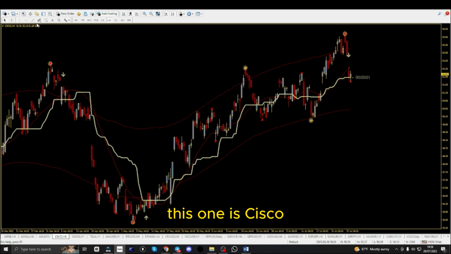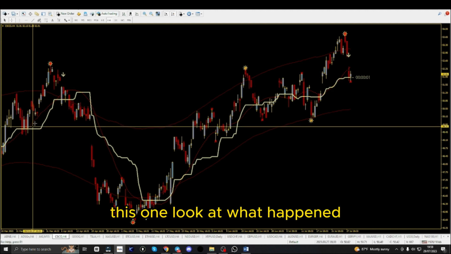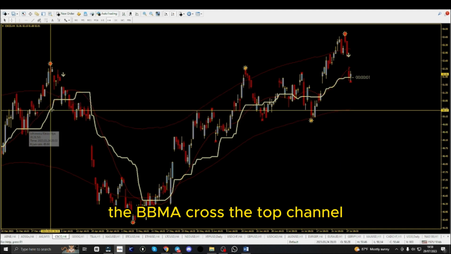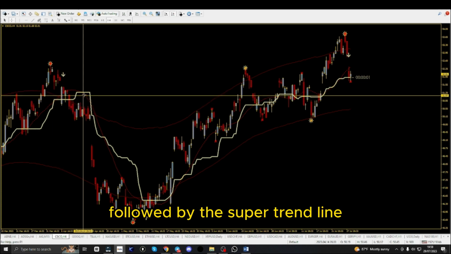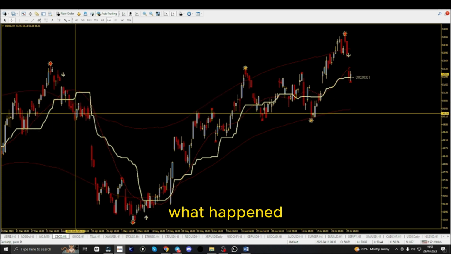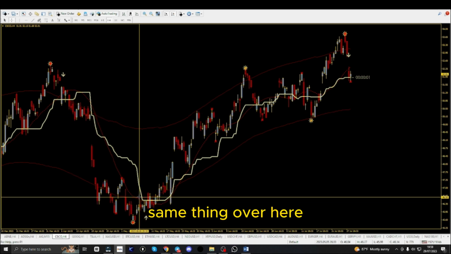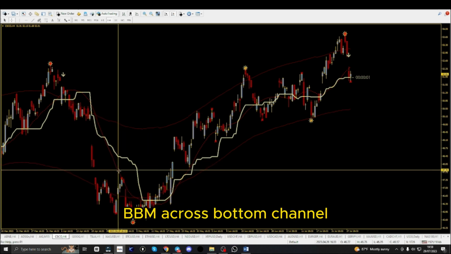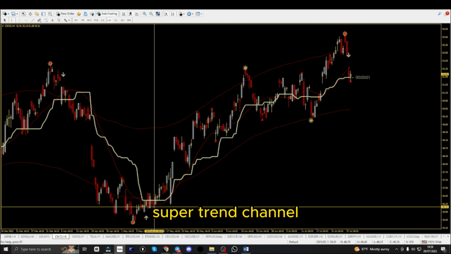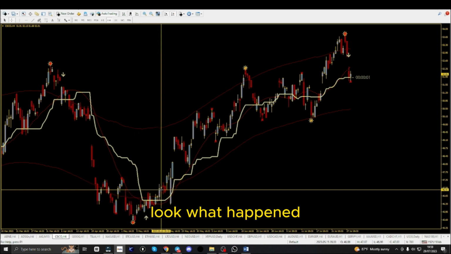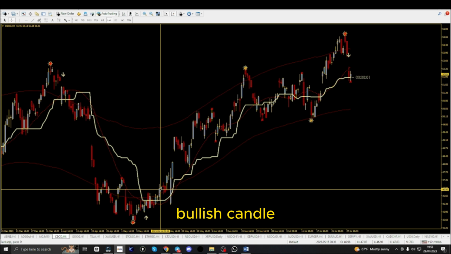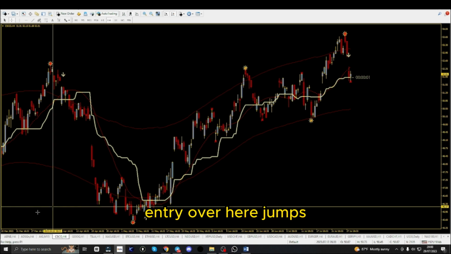This one is Cisco. Look at this. It's beautiful. This one, look at what happened. The BBMA crossed the top channel, followed by the super trend line. What happened? Bearish candle. Entry over here. Drops. Same thing over here. BBMA cross bottom channel, super trend line. Look what happened. The bullish candle, entry over here, jumps.